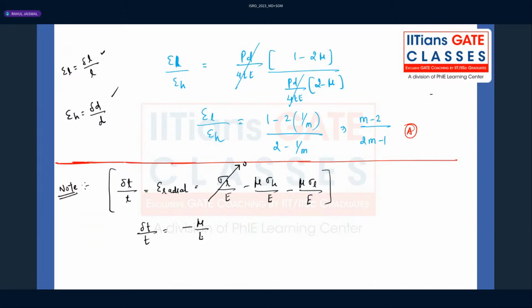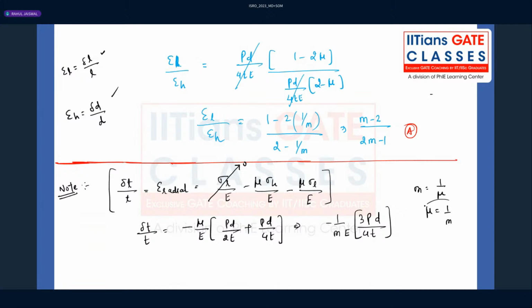So minus mu by E, PD divided by 2T plus PD divided by 4T. So you can note down minus 1 upon m into E. You can write it as 3 PD divided by 4T. This will be the formula, where m is nothing but 1 upon mu. Or you can write mu is equal to what? 1 upon m. Note down.